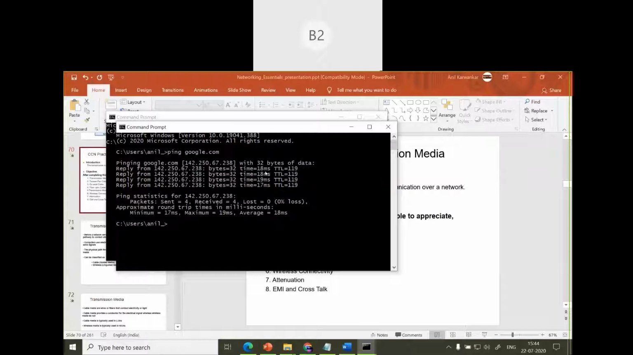See the variation in the time duration: 18 millisecond, 18 millisecond, 19 millisecond, 17 millisecond. That is 4 packets of 32 bytes. Packets are sent from your terminal and received from Google. For every 32 byte packet you are sending in ping command mode, the reply is sent from google.com. That is, you are connected to the net. See the statistics: packets sent, received. 4 packets are sent, 4 packets are received. So there is a 0% loss.